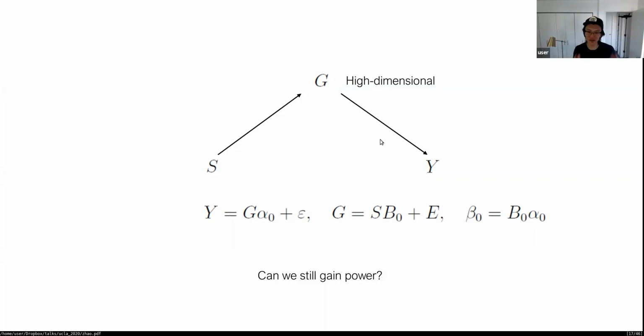So let me talk about this. This was the obvious next step for us. In low dimensions, we worked everything out. But in practice, you have a genome-wide, a transcriptome-wide assay, 10, 20,000 gene expression levels. Can you use all of them? Same model, same situation. It's just that G is a high dimensional vector, larger than sample size. Can you still gain power?